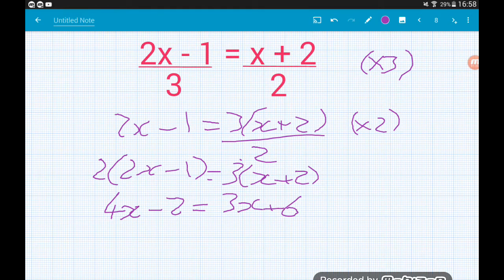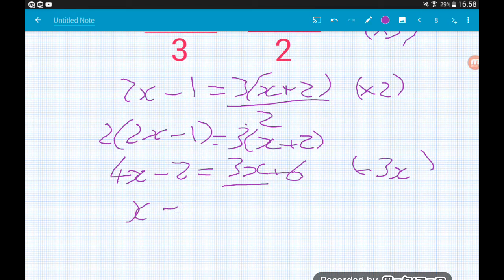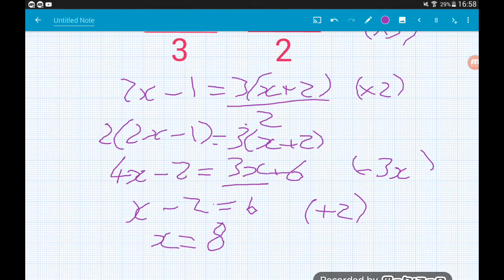Okay, so now we want to get the x's on the same side. So personally, I would move the 3x, so let's take him away. That's going to give us on the left x minus 2 is equal to 6 on the right. And then finally, add that cheeky little 2 and we will get x is equal to 8. Jobs are good.